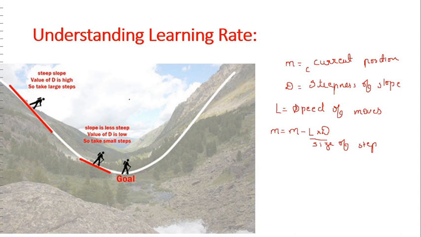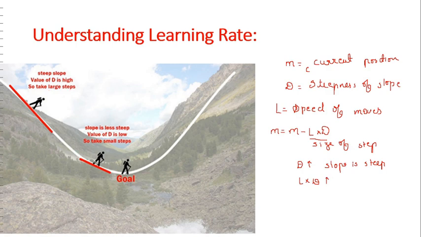So in order to go to the new position, it is old position minus size of a step. Suppose my slope is steep, so the value of d is high. That means my slope is steep. What will happen in this case? L into d also will be high. So that person has to take longer steps. You can check here, at this position my slope is steep, so that person has to take large steps.